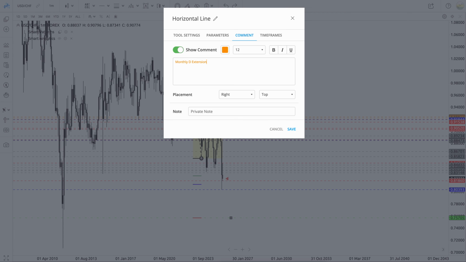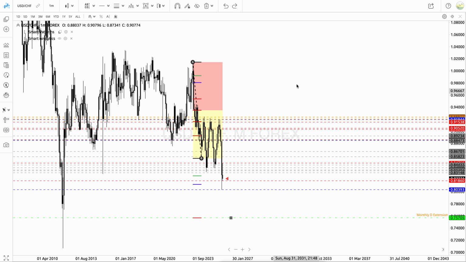So I'm not going to type all of that. I'm going to just type monthly D extension. So on the monthly, we have an active fib, A high, B low. We had a 38.2 pullback. We tested this zone 3 times.